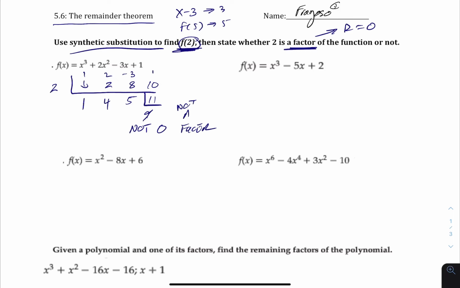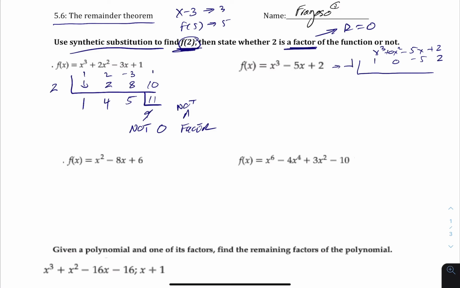Let's do the same thing with this one. Now this one, if you notice, it's missing a term. x cubed minus 5x plus 2. It has to go in order. There's no x squared term, so it should be 1, 0, -5, and 2.